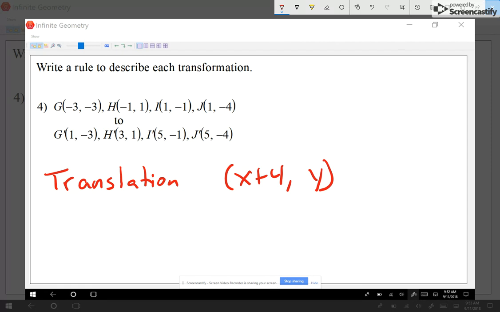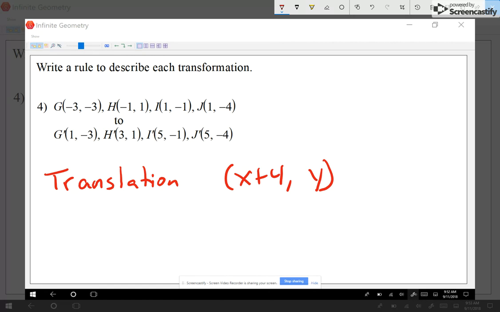So translation, because we have to say which type it is. It seems like we're adding 4 to the x's and we're leaving the y's alone. If we want to look at it as a graph, we're moving everything 4 to the right, and that's it. We're not moving up or down. So that's what it looks like on values, on coordinates.